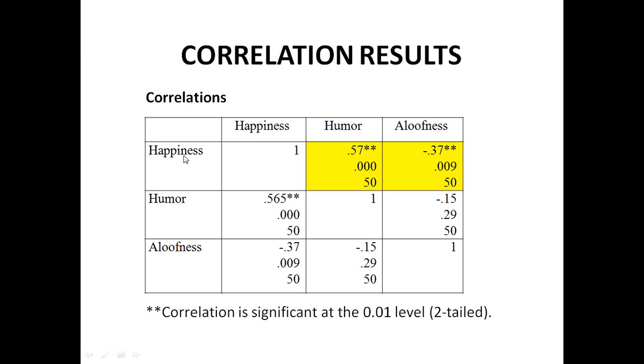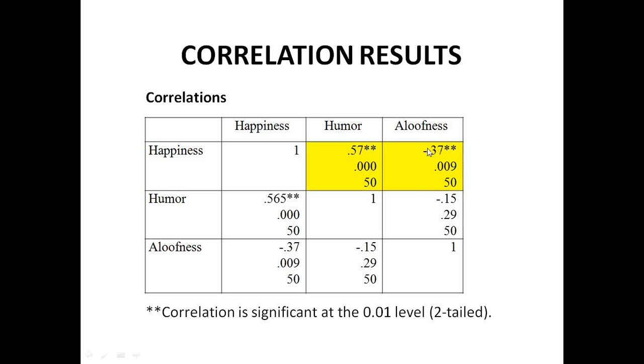So we have happiness, and then happiness, when it intersects with humor, has a correlation of 0.57 with 2 asterisks, meaning correlation is significant at the 0.01 level, which is below 0.05, so it's significant. And we also see there's no minus before the 0.57. So no minus means it's a positive relationship, as in as happiness goes up, humor goes up at a statistically significant level, right? And we see the value is 0.000, which is far less than 0.05.